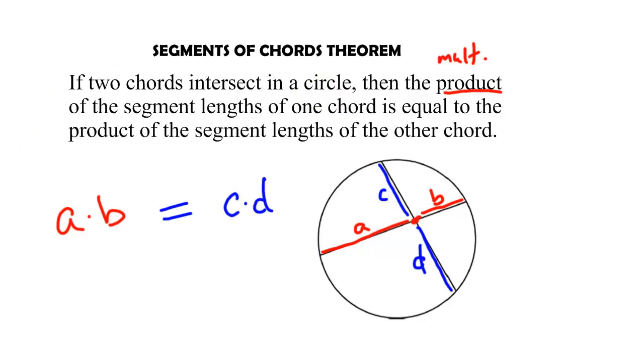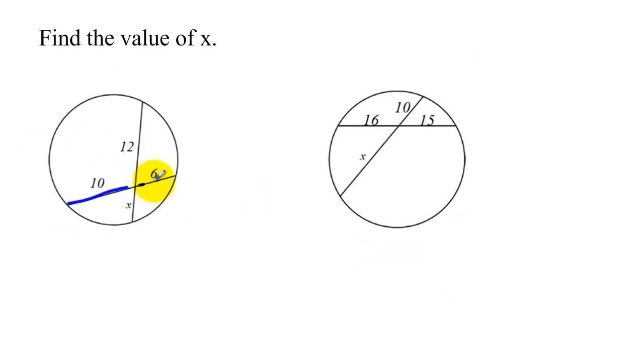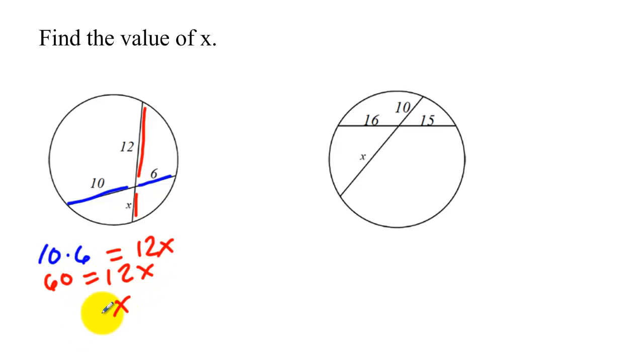Let me show you with an example. We're going to take these 2 pieces of this one chord. So 10 times 6, we multiply those together. That's going to equal the pieces of the other chord multiplied together. So that's 12 times x. Those are equal to each other. We're looking at 60 equal to 12x. So finding x would just be dividing by 12. X is going to be 5. That's about as easy as it gets.